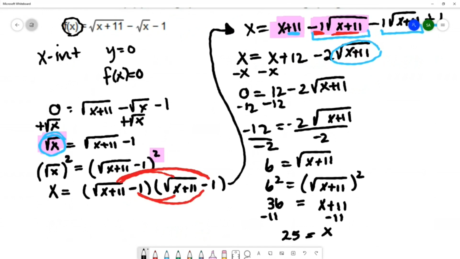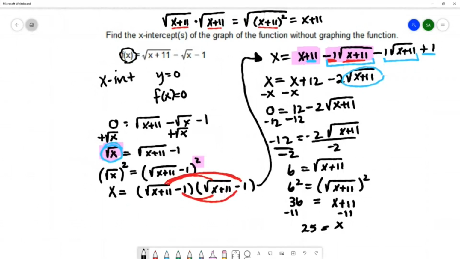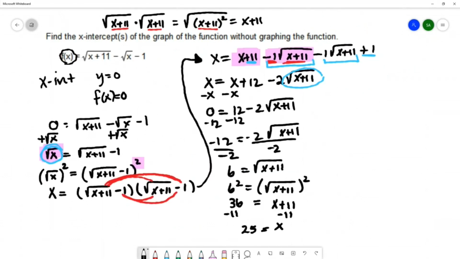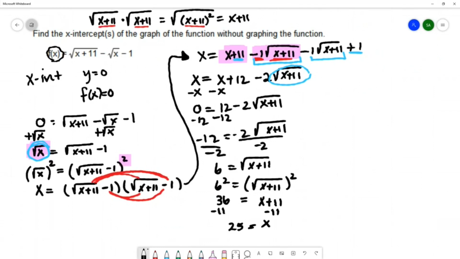Now, it seems like we've got our answer, but there's one more thing that we have to do. And it's because of us doing this step where we square both sides. It's possible that when you square both sides that you get what we call extraneous solutions. These are extra solutions that don't work in the original equation. So what we have to do is check to make sure that we don't have one of those extraneous solutions.